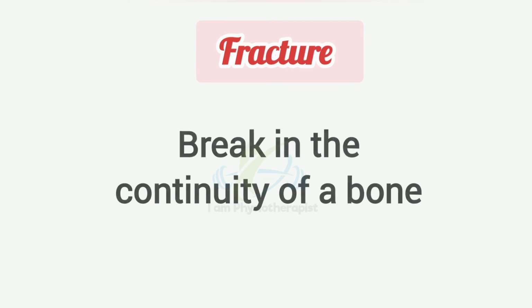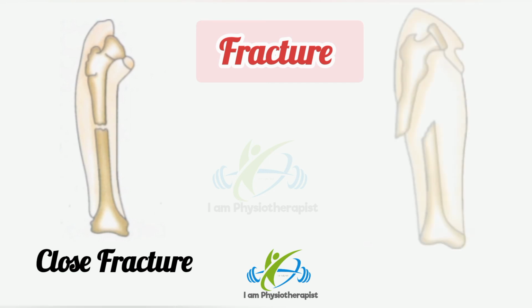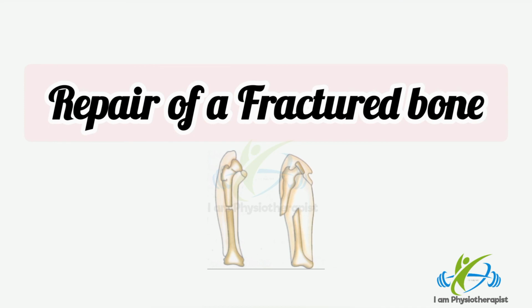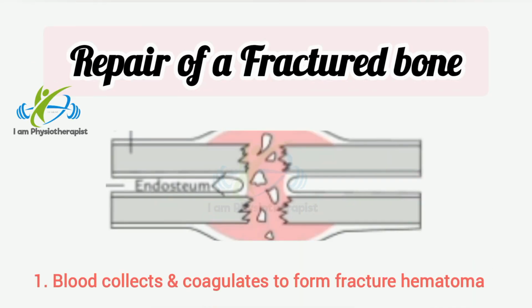Fracture. It is a break in the continuity of a bone. The fracture which is not connected with the skin wound is known as simple or closed fracture. And the fracture which communicates with the skin wound is known as compound or open fracture. Steps involved in repairing of a fractured bone. When bone is fractured, the blood collects and coagulates, to form fracture hematoma in and around the fracture site.